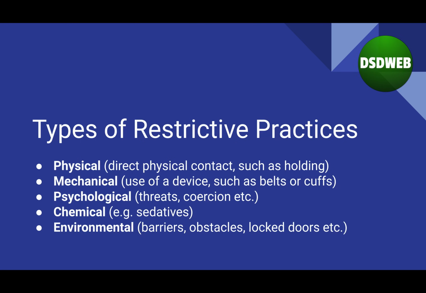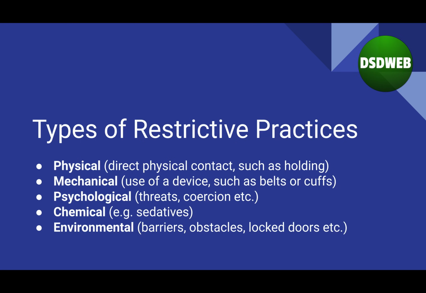Mechanical restraints are devices that are used to restrict movement. The use of a lap belt on a wheelchair is considered a mechanical restraint. Psychological restraints are when an individual is prevented from doing something due to threats, coercion, or even constant nagging. Preventing an individual from taking risks or making their own lifestyle choices can be a form of psychological restraint, and it would also be institutional abuse.